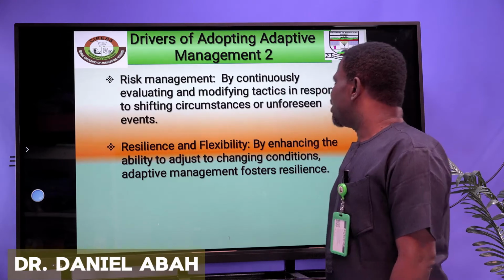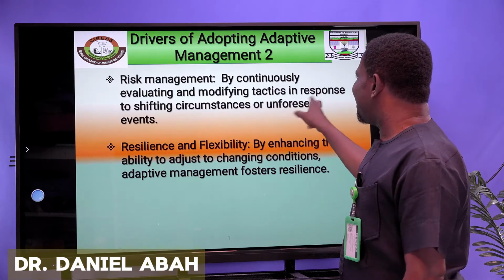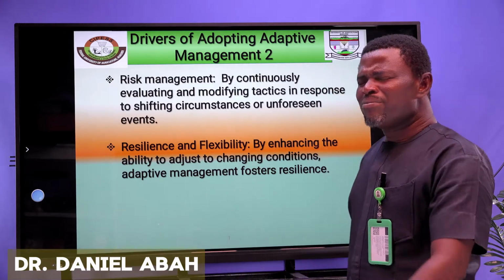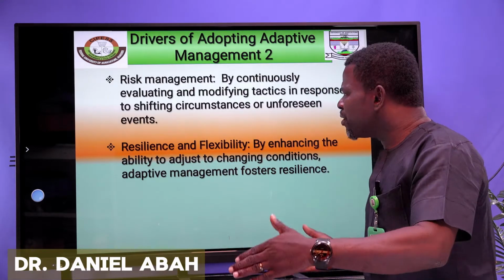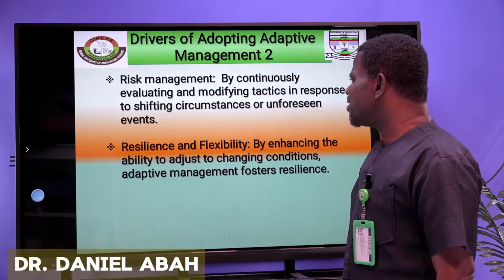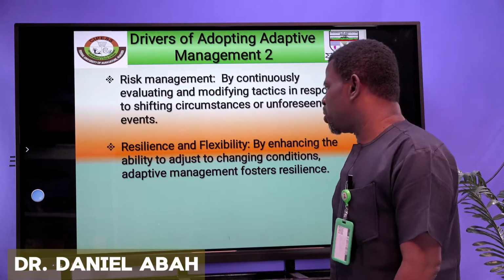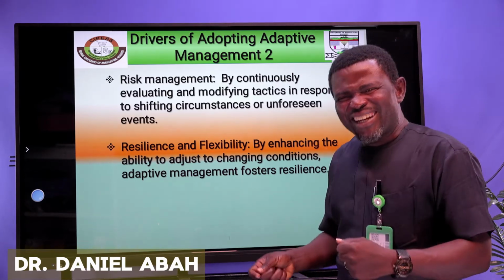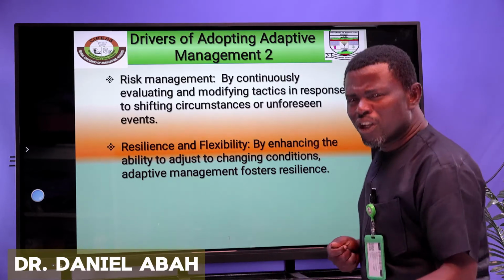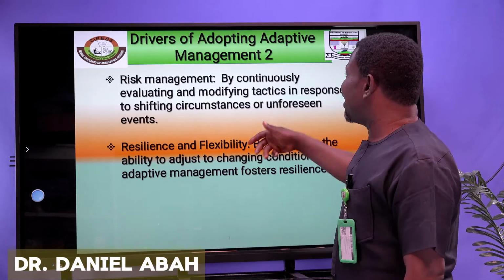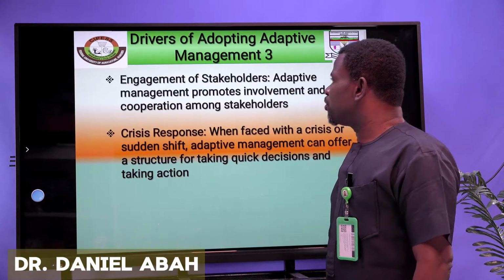When risks are managed, by continuously evaluating and modifying the tactics in response to shifting circumstances or unforeseen events. Adaptive management helps you to see how you adjust. It helps in resilience and flexibility, enhancing the ability to adjust to changed conditions. Adaptive management fosters resilience, the ability to put through, not minding the circumstances, not minding the difficulties. By adaptive management, you're able to skate through.